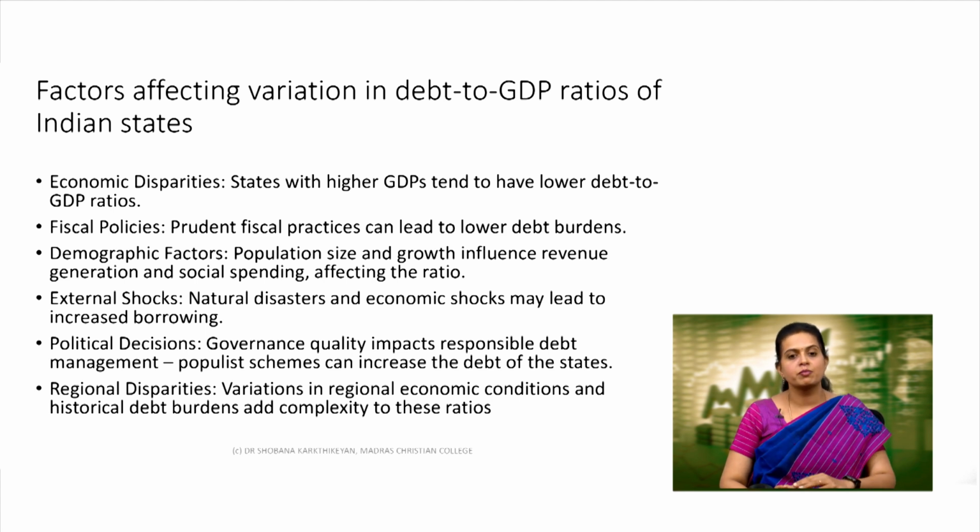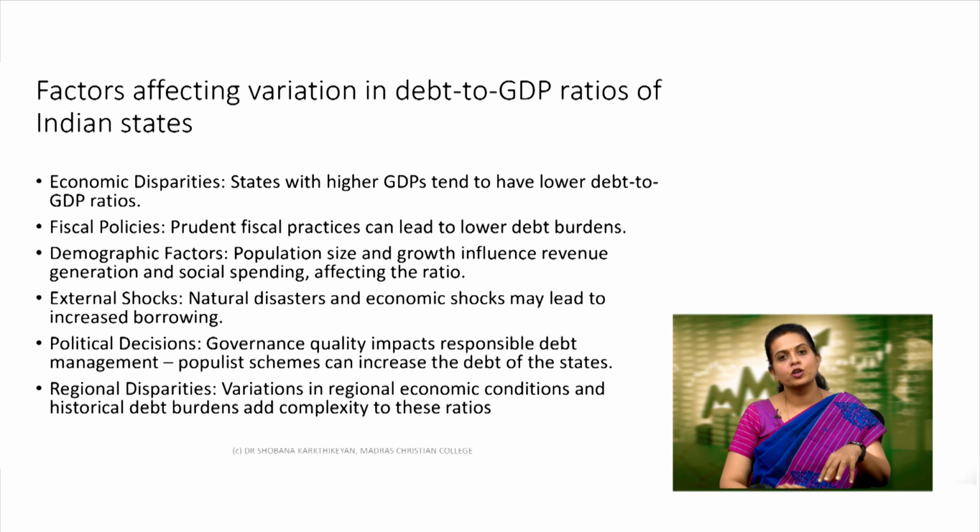So the next one is about external shocks. Natural disasters and economic shocks may lead to increased borrowing in the case of certain states. For example, there is an earthquake, there is a flood, there are certain flood prone zones. Some states comfortably get away with not much of it, thankfully.